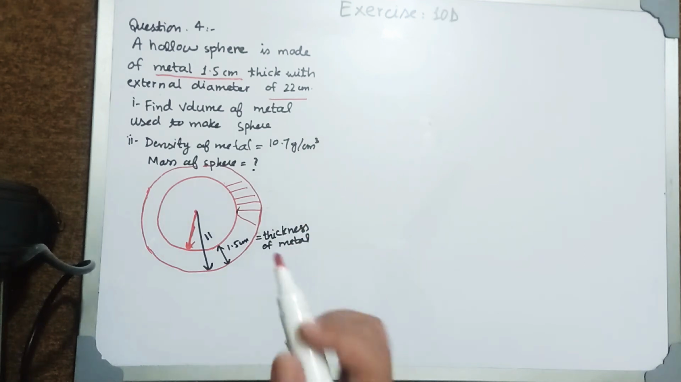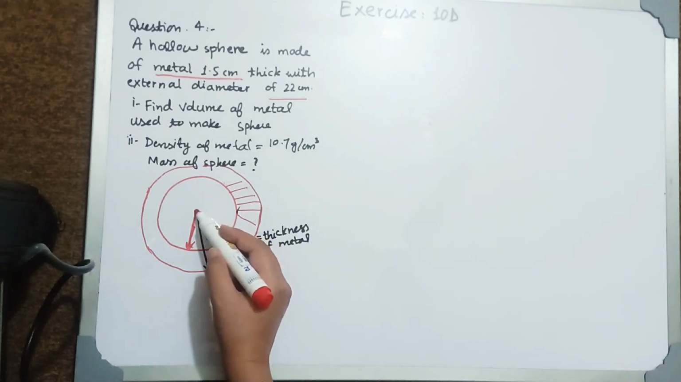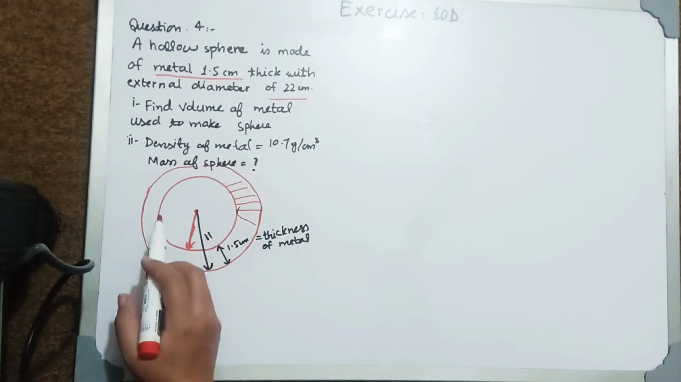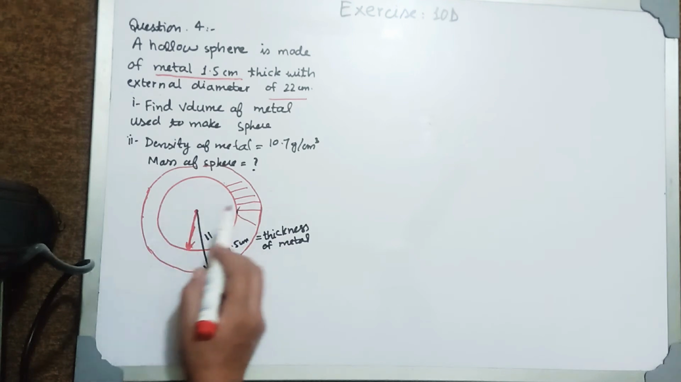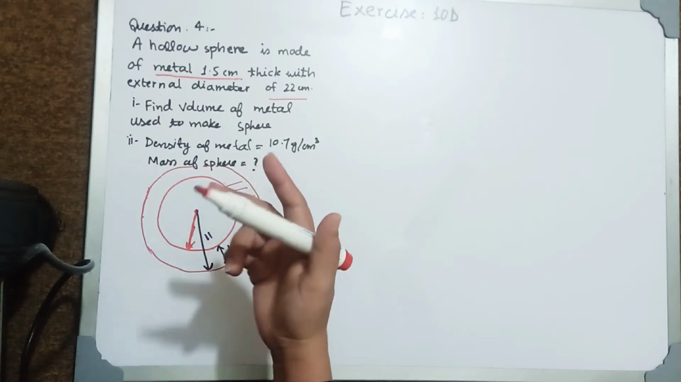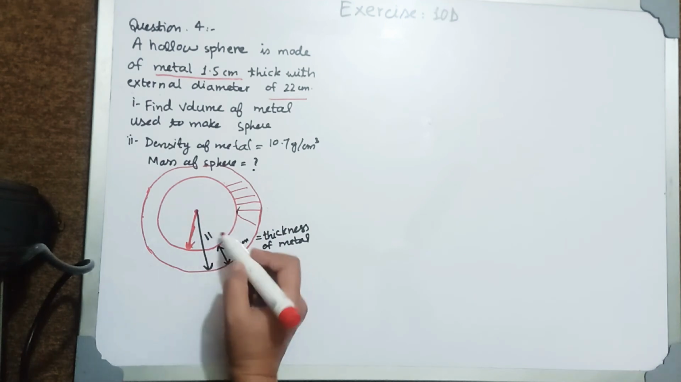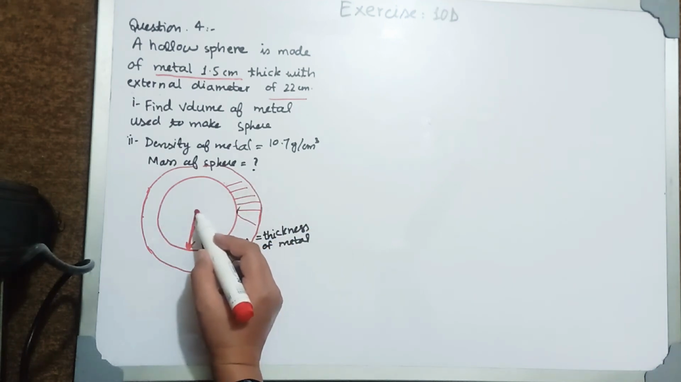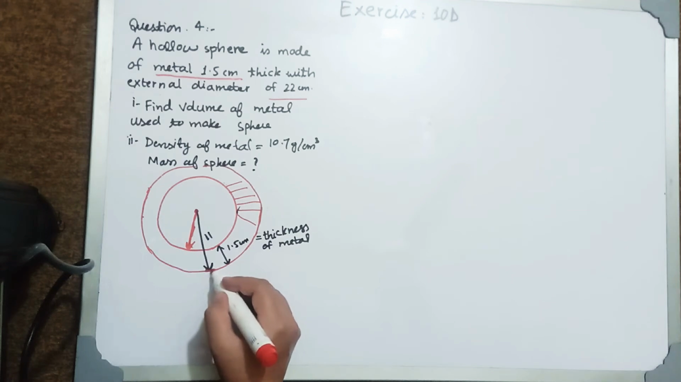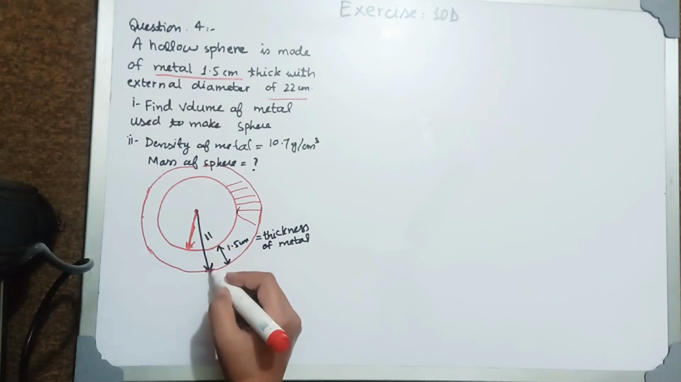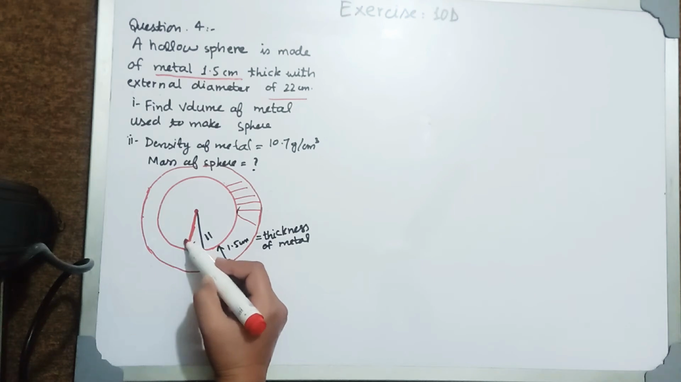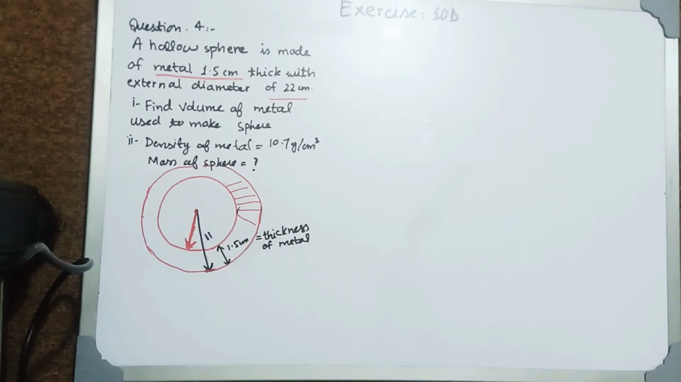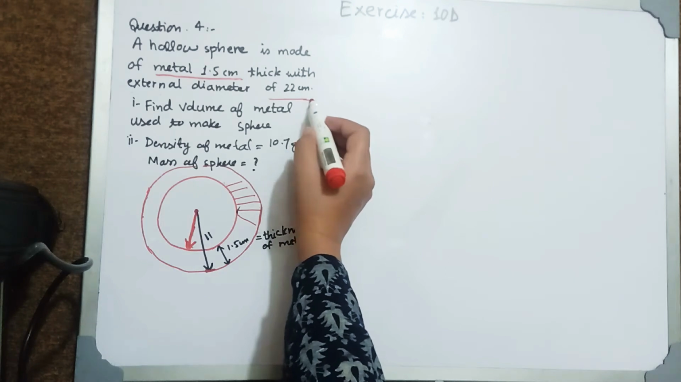Now external diameter means the diameter of this sphere from the external side of it, right? Two spheres are formed inside this sphere: the one which is formed from this point O to the external side, till the layer of metal, and the other sphere is formed from the center of the sphere to the inner side of the metal, right?